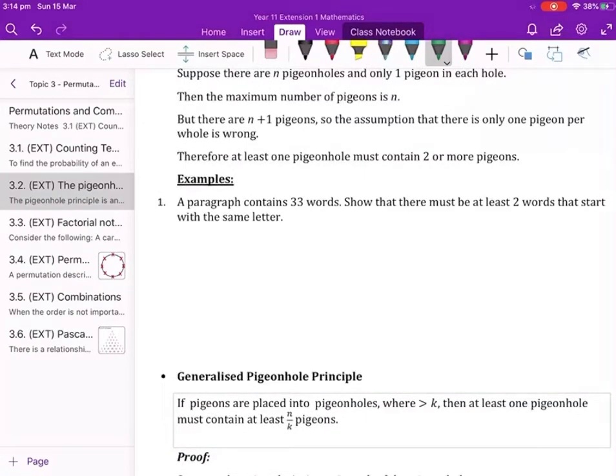A paragraph contains 33 words. Show that there must be at least 2 words that start with the same letter. So, first what we need to think about is how many letters are in the alphabet. And there are 26 letters in the alphabet, right? So let's write that down. So if there are 26 letters in the alphabet, that means that there only needs to be 27 words, so at least 2 words will start with the same letter.